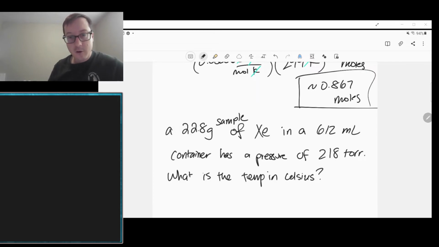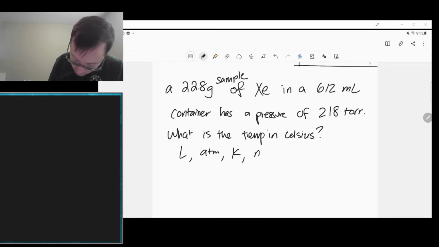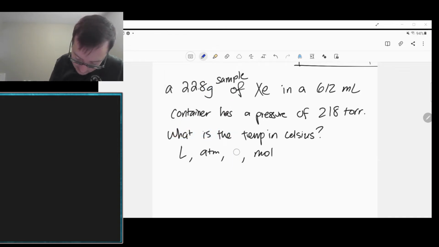Now we have all the wrong units. So we just need to get everything in the correct units. That's all we have to do, and then we can go ahead and plug in our formula. Note that we need liters, atmospheres, Kelvin, and mole in order to make this work. In this case, we're solving for temperature, so we don't really need Kelvin right away. We'll deal with that later.